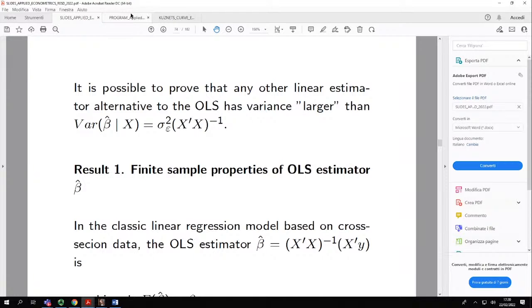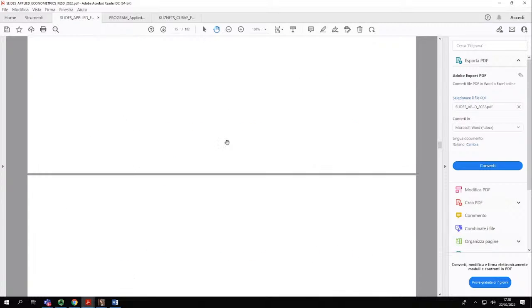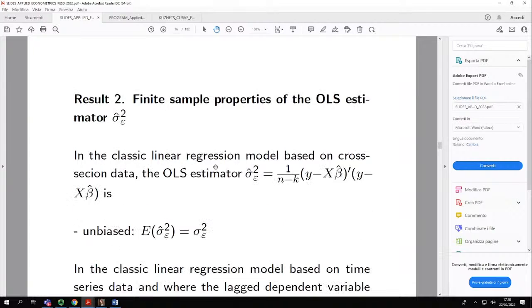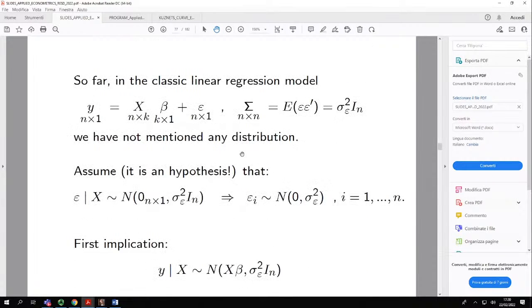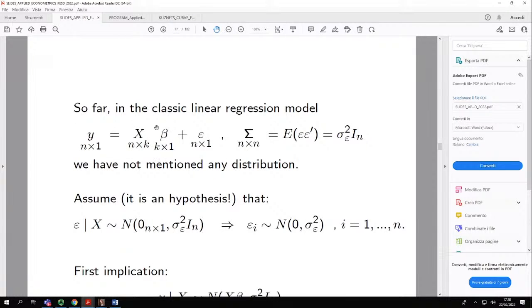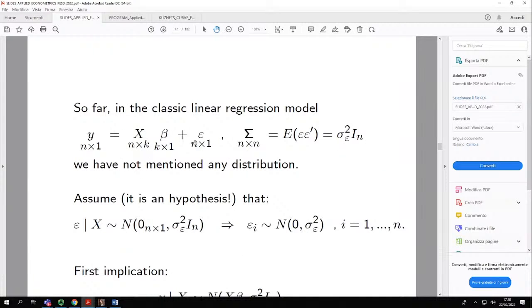Now I have a set of results which make a summary of what we have done so far. Result 1 will be a summary of what we said, result number 2 the same for sigma square, and so on. Now we make a break, and then we continue with the novel things. So far we have not mentioned any distribution of the variables. Now I'm putting into play also the distribution of the variables. That will be very important when we want to test hypotheses.